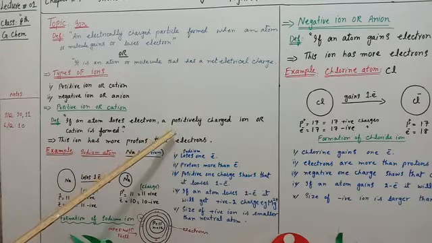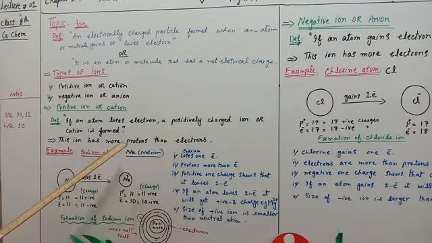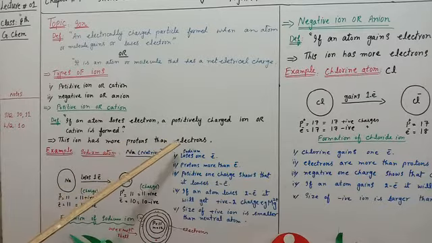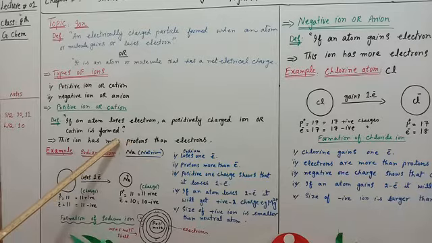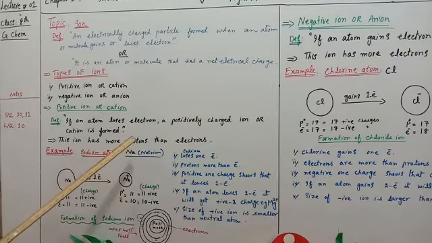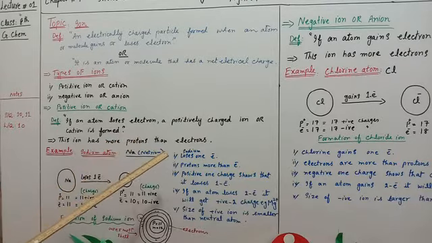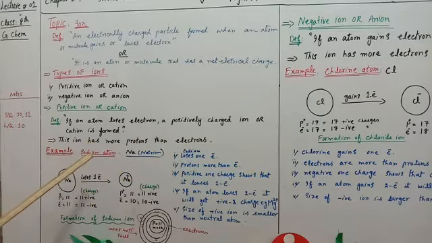So, cations में protons जो हैं वो electrons से ज़्यादा होते हैं. ठीक है, एक प्रोटॉन भी ज़्यादा हो सकता है, 2 प्रोटॉन्स भी ज़्यादा हो सकते हैं, और 3 प्रोटॉन्स भी ज़्यादा हो सकते हैं. ओके, example of cations.